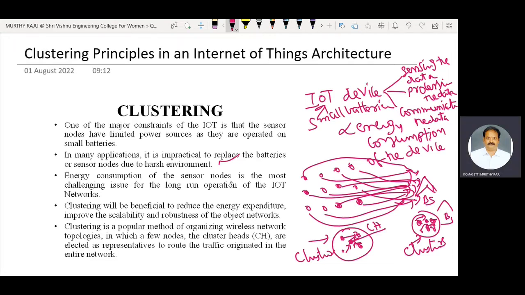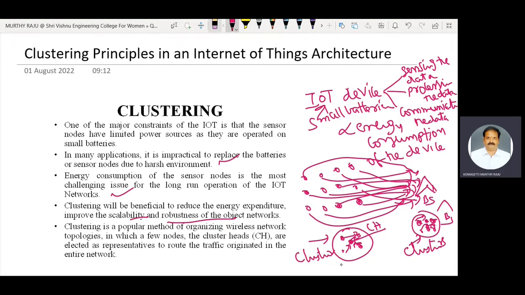Energy consumption of the sensor nodes, that means IoT devices, is the most challenging issue for the long-run operation of IoT networks. Dividing the IoT devices into groups is called clustering. Clustering is beneficial to reduce the energy expenditure and improve the scalability and robustness of the networks.